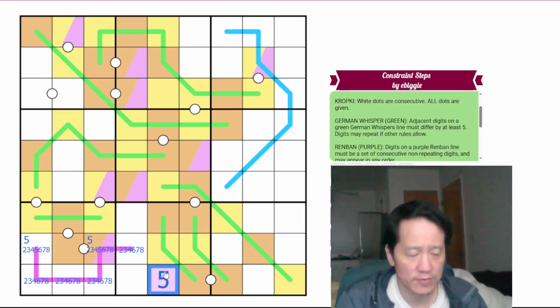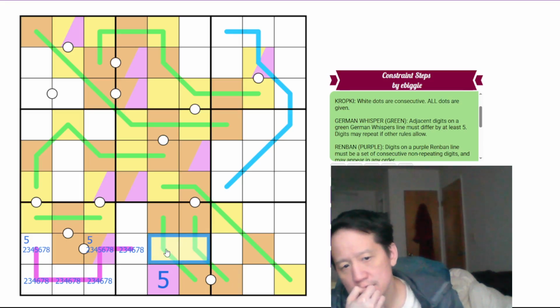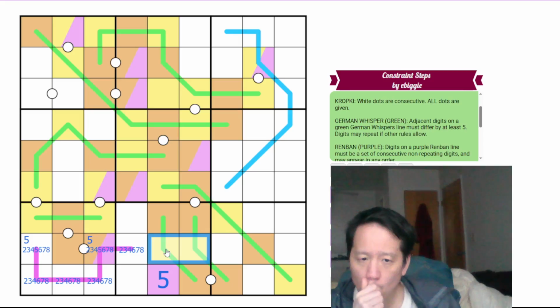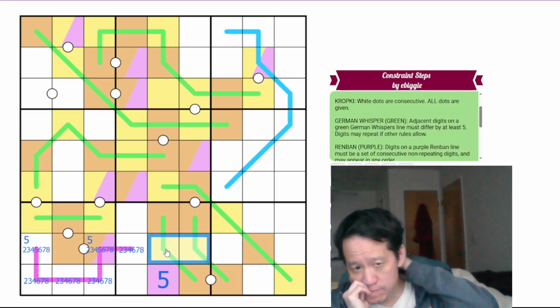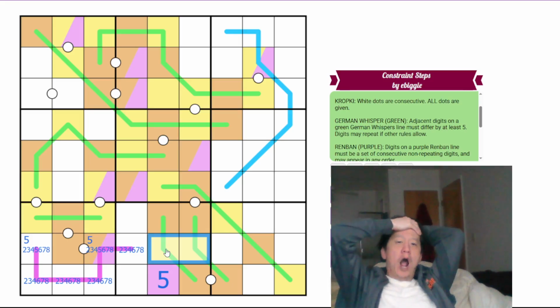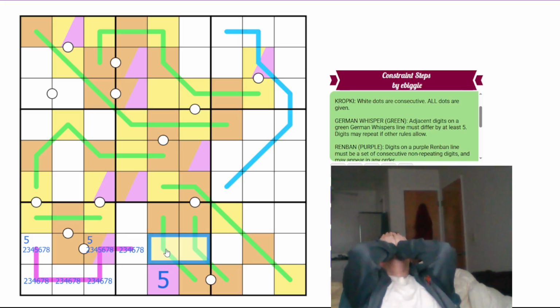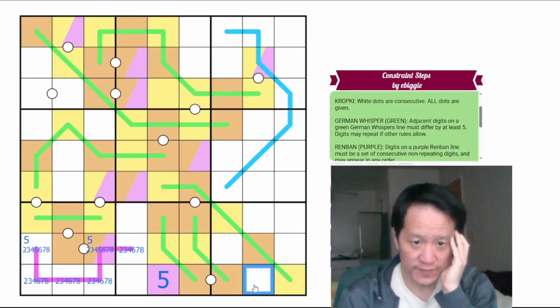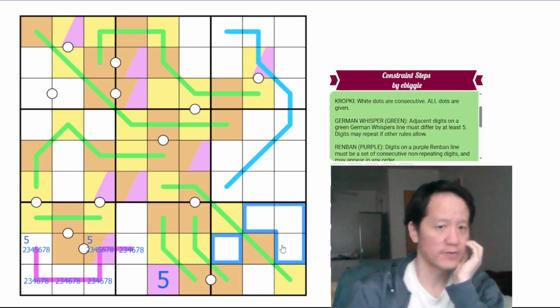This is 5, so this cannot be 4 or 6 here. Interesting. This can't be 4 or 6, and this can't be 4 or 6, but that's obvious there. Oh. This can't be 5, so one of these 4 is 5.